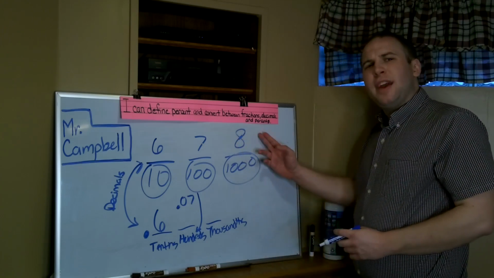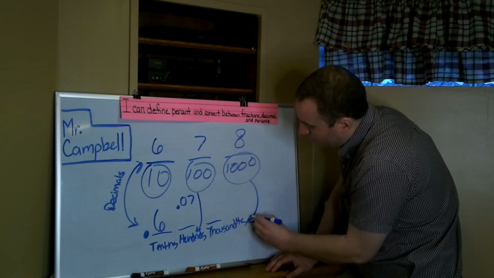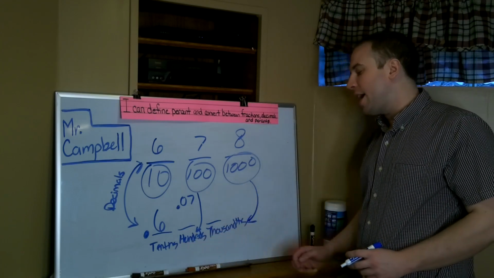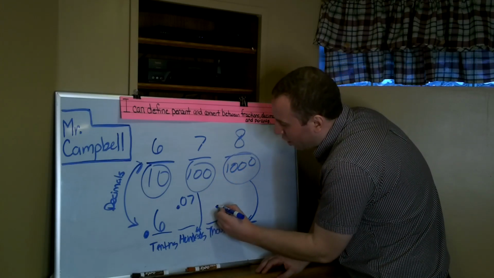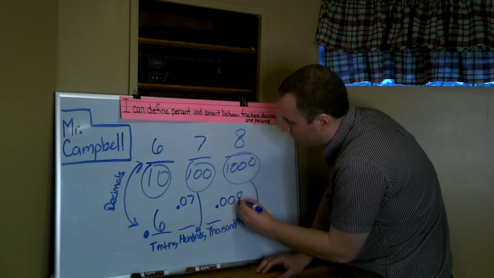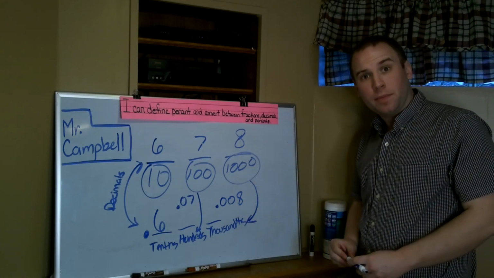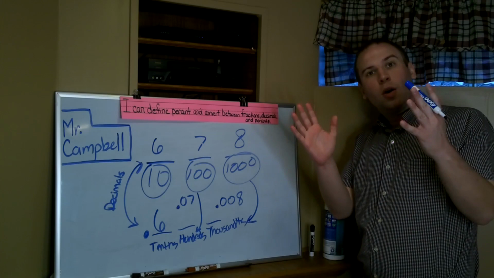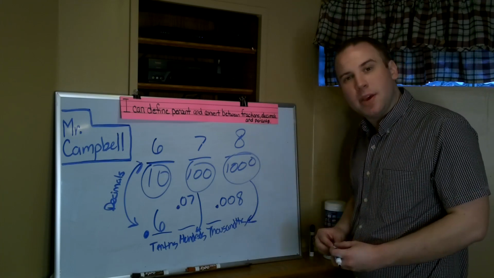Now what happens if I have 8 over 1,000? Well, the third place value here, tenths, hundredths, and thousandths, is thousandths. So my answer would be 0.008 for my decimal. If you have any questions about this, please feel free to give me an email.